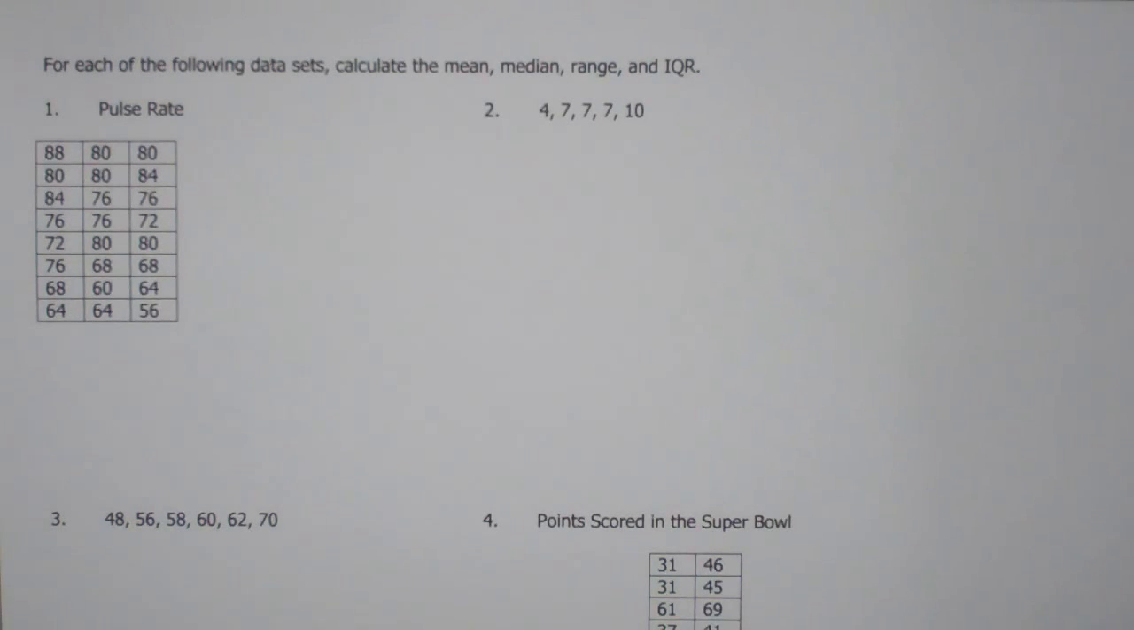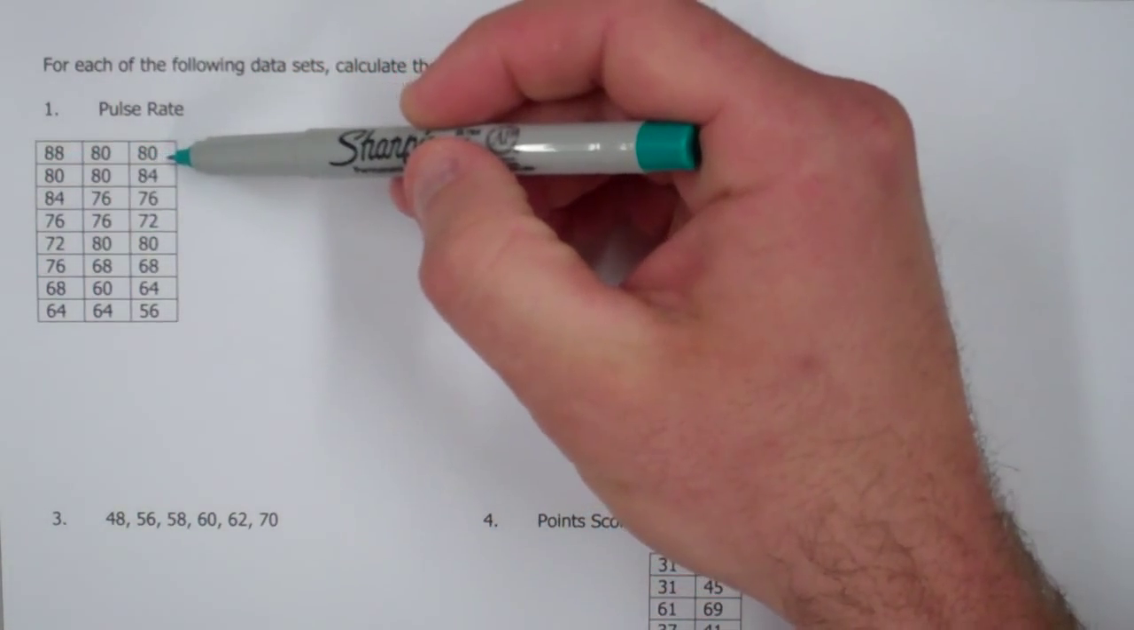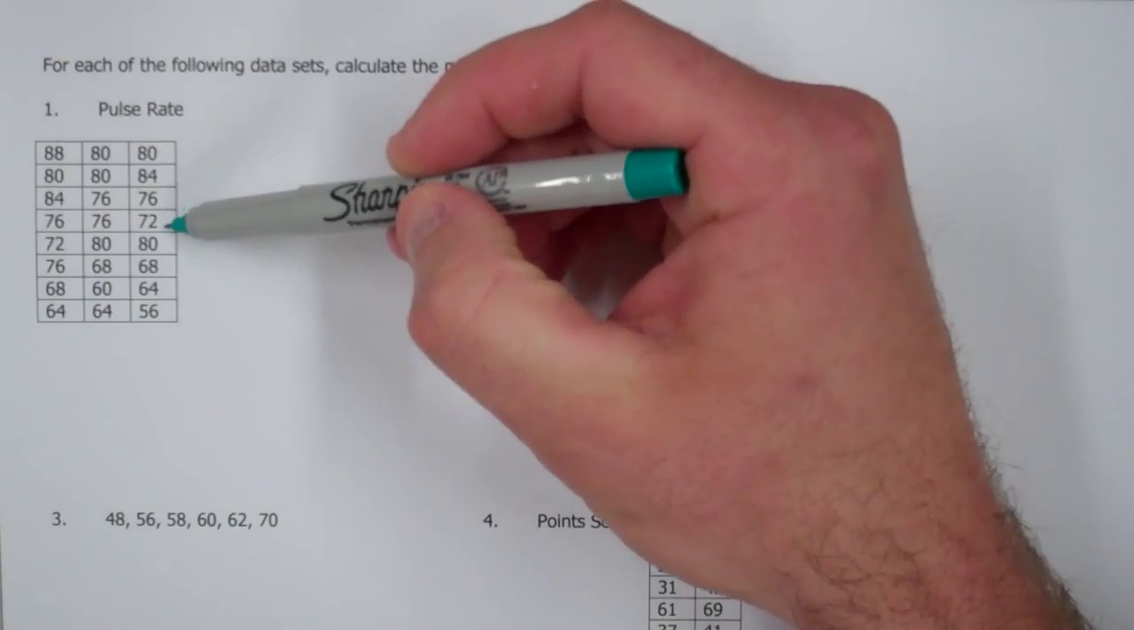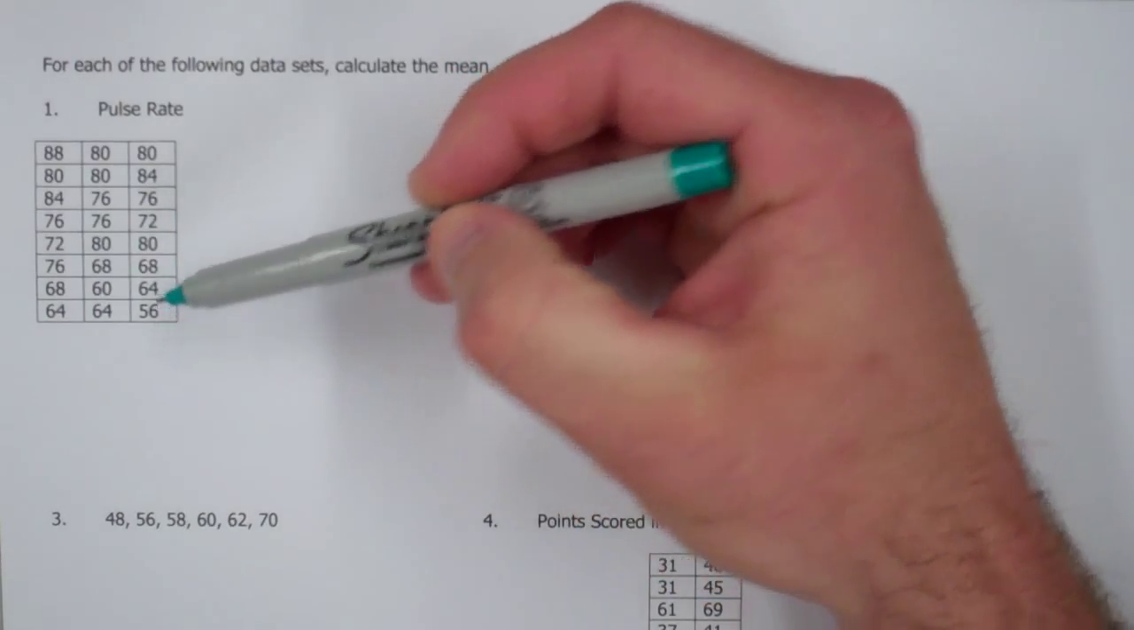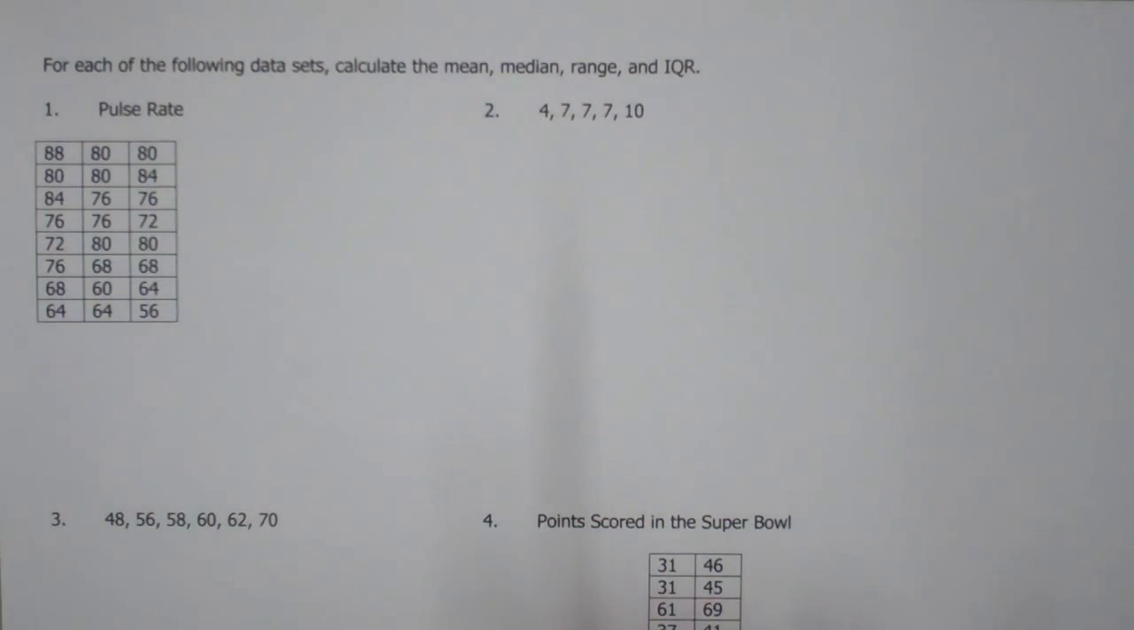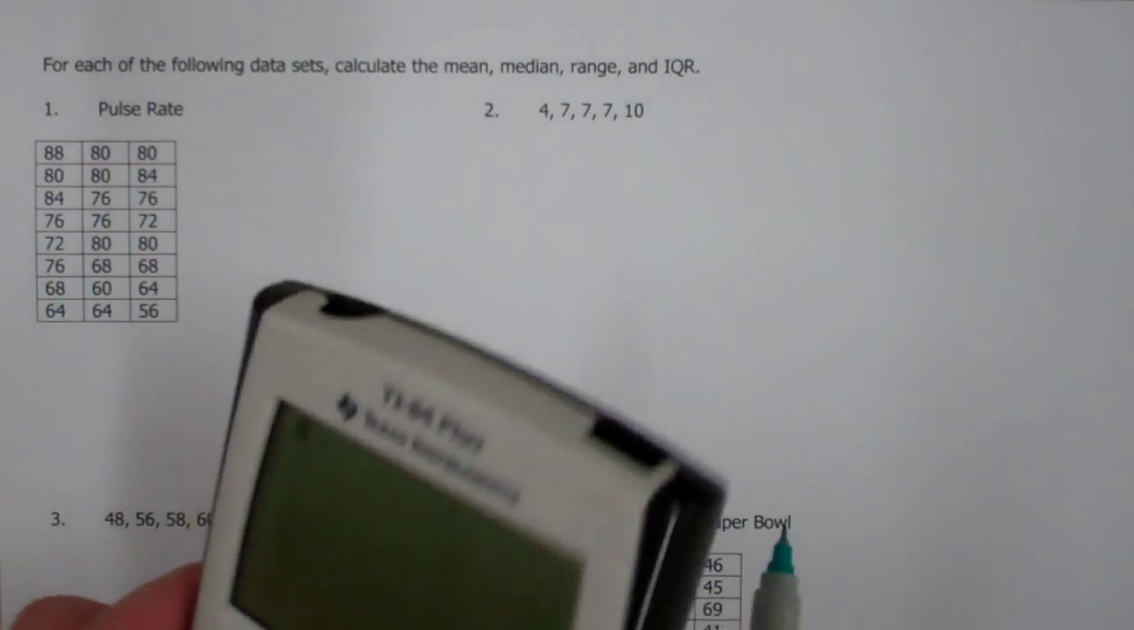In this example, we're going to be finding the mean, median, range, and IQR for each one of these data sets. I'm going to show you how to do this on the calculator with this first one. We can also do it by hand with maybe some of these other ones. It looks like we have a bunch of different pulse rates. And if you take a look, we can figure out how many pulse rates there are. We have 3 columns and 8 rows, meaning there's 24 pieces of data. That's going to be important.